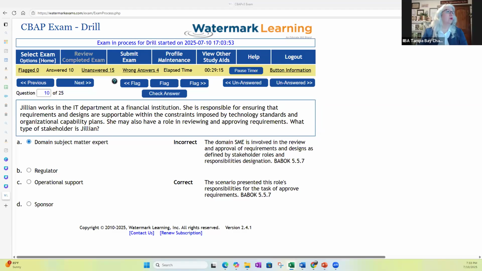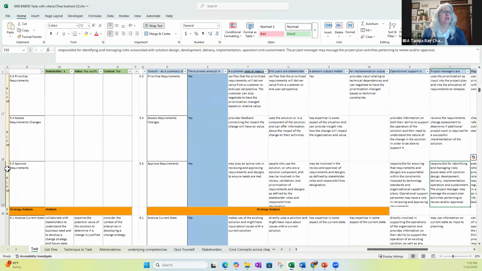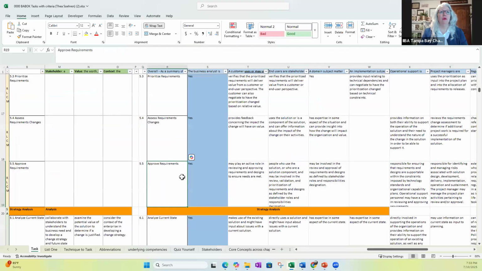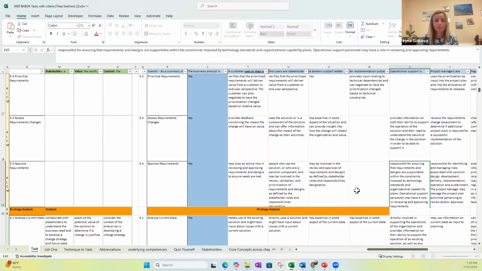Okay, so according to the BABOK, let me show you my screen. This is 5.5, approving requirements. We go over here to operational support. Responsible for ensuring that requirements and designs are supportable within the constraints imposed by technology standards and organizational capability plans. Operational support personnel may have a role in reviewing and approving requirements. So we have known it in the past, we just forgot.